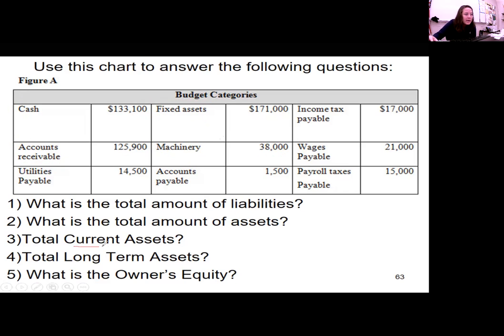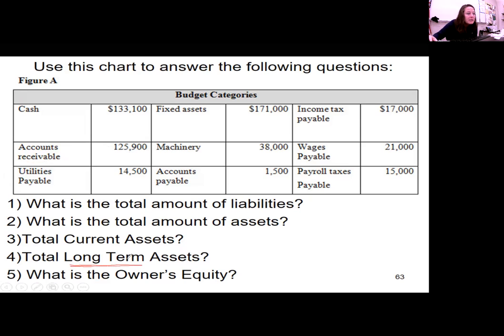Now, current assets. These are things that turn into cash really quick. So these are things where we can say, oh, I need some cash real quick. So of course that's going to be cash. And then people that actually are going to write you checks. So that's your accounts receivable. So all you're going to do is add those two numbers together and that'll give you your current assets.